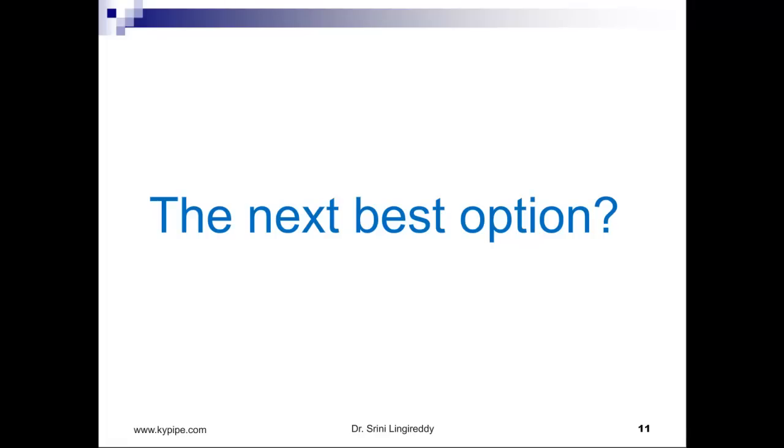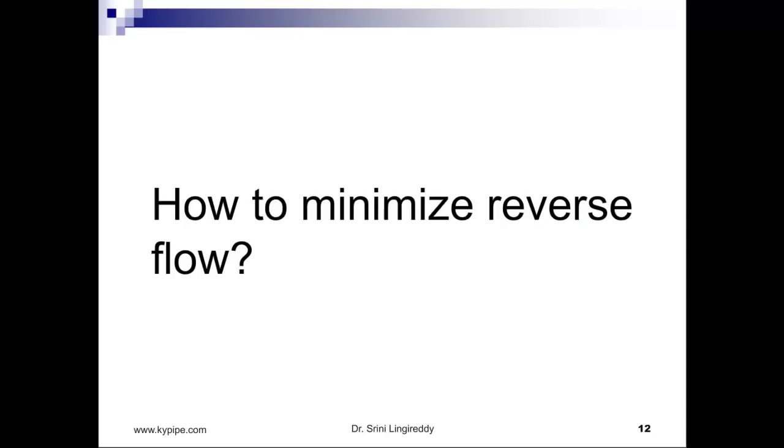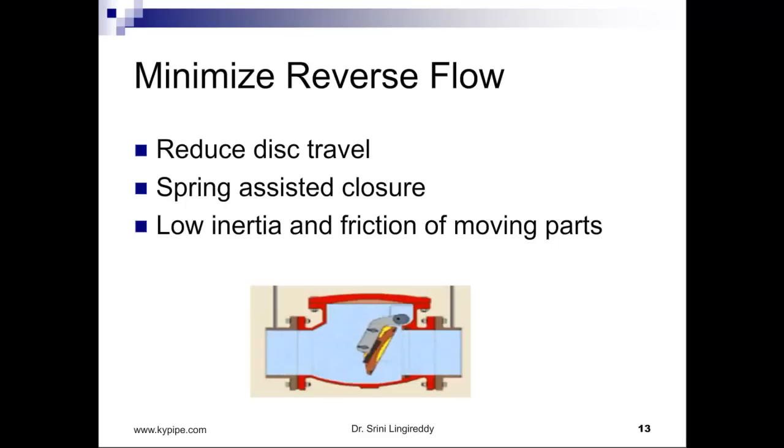If we cannot have a valve that closes right at the instant when the flow becomes zero, we need to have a valve that closes with the minimum reverse flow just before complete closure. So right at this instant when it is going to close completely, we would like to have minimum velocity, minimum flow rate in the reverse direction, so the change in velocity would be less and consequently very little increase in the pressure head. So how to minimize the reverse flow?